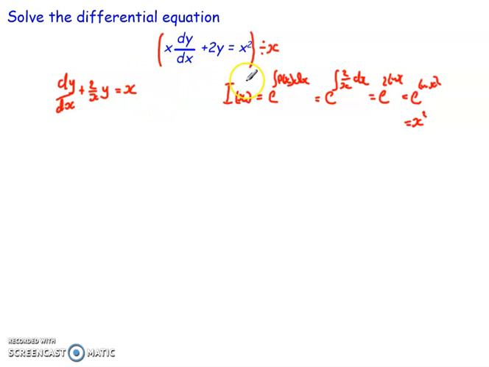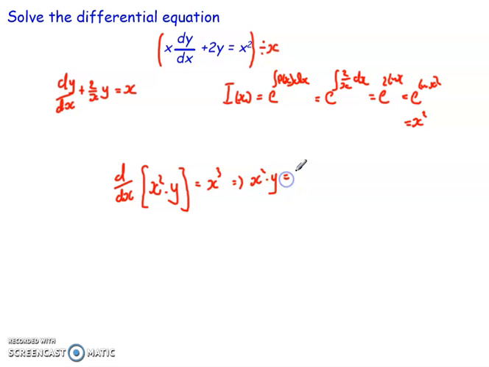So what I can now do is multiply through by this and get my two sides. So that means my original derivative d by dx of x squared times y equals what was an x on this side times this x squared, which gives me x cubed. So if I integrate both sides, I can say that x squared times y equals the integral of x cubed dx, which is equal to a quarter times x to the power of 4 plus my c, my constant of integration.